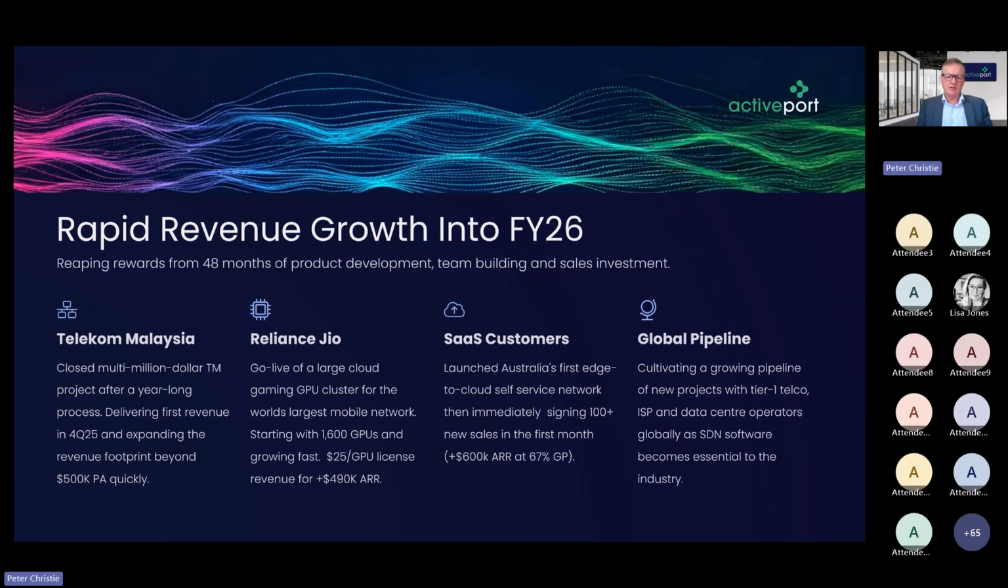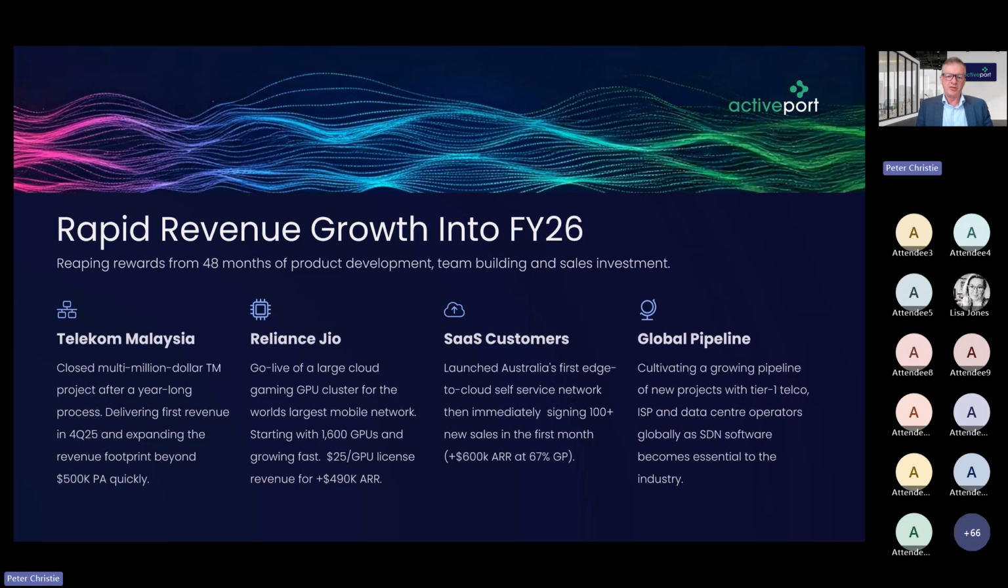They are looking to deliver 100 million subscribers on that cloud gaming network. The first 2 million subscribers will consume around 2,000 GPUs, and those GPUs are being deployed at the moment. Activeport software is sold to the channel partner there, Radian Arc, where we earn approximately $25 per GPU per month in license revenue. So the first tranche of GPUs at Reliance Jio should generate around $500,000 of annual recurring license revenue for Activeport. And of course, that's really just the tip of the iceberg for a network that's that large.